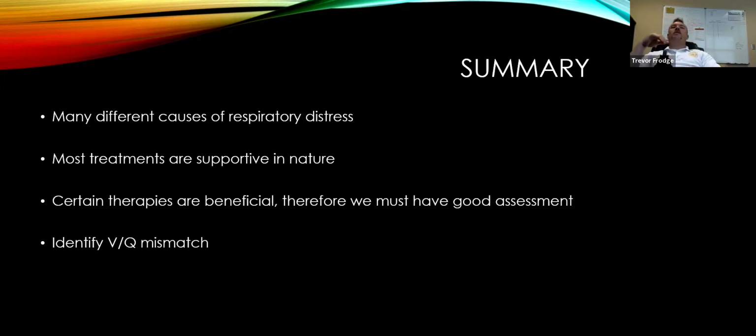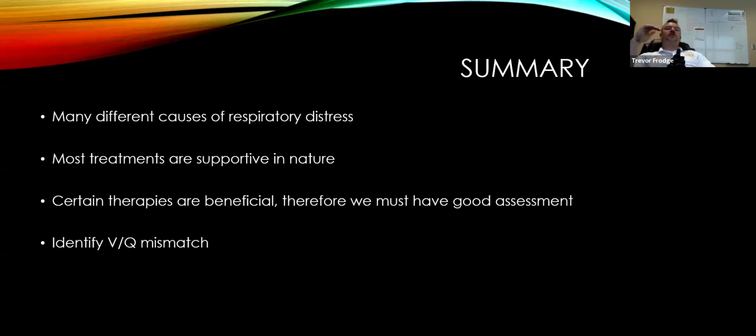So wrapping this up, again, there are a lot of different causes of respiratory distress. Most of our treatments are going to be supportive in nature. A breathing treatment opens up the bronchioles to allow oxygen to be delivered to the alveoli. The nebulized saline is really, really supportive in croup. Passive oxygen devices like a nasal cannula are great for certain medical interventions. However, there are certain therapies that are absolutely beneficial, i.e. CPAP. Therefore, we must have a good assessment. We can't just CPAP every person under the sun, and not every single person needs a breathing treatment.